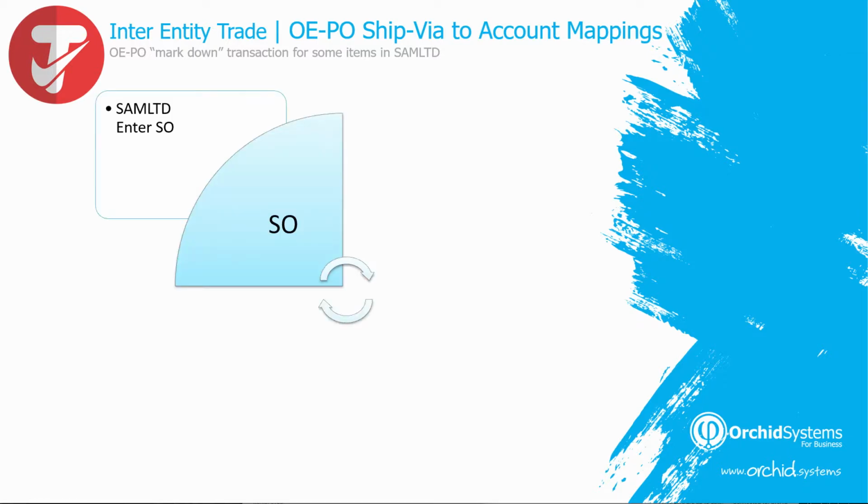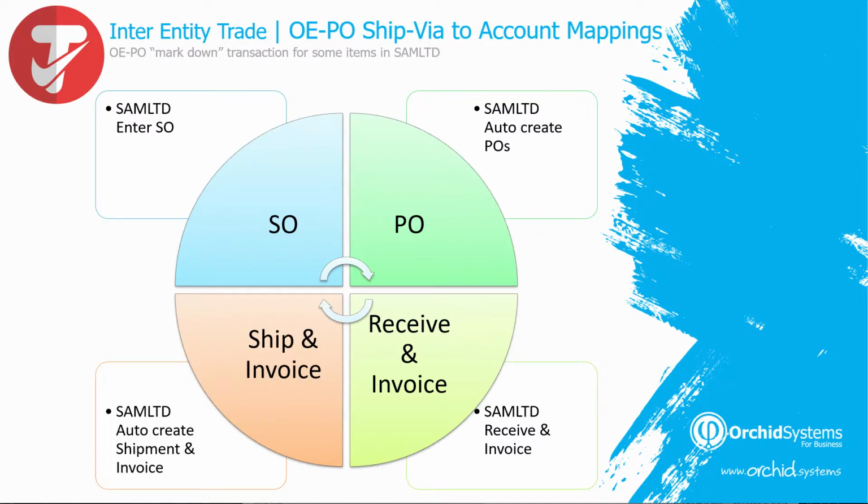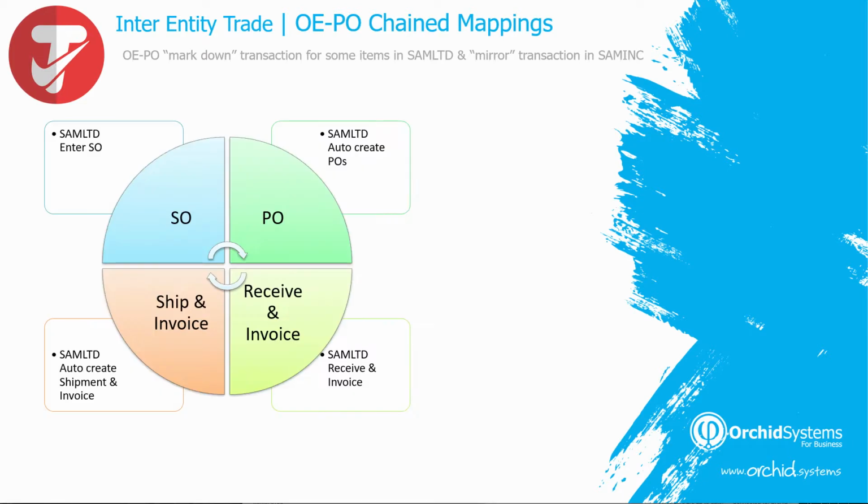So we're going to enter a sales order in SAM Ltd, and it's going to create a purchase order in SAM Ltd for those lines that we want to order. And when we receive and invoice the purchase order in SAM Ltd, it's going to ship and invoice those lines in SAM Ltd.